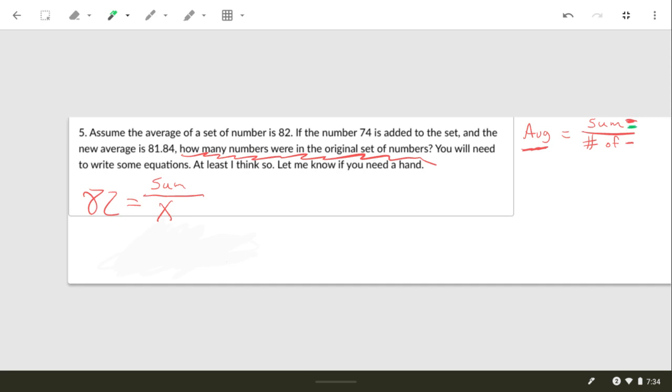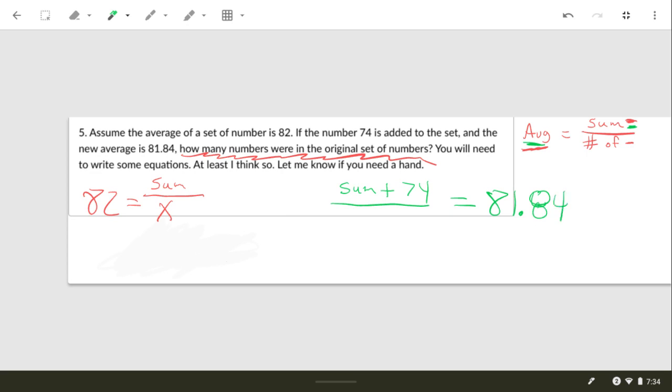All right, my second equation: if the number 74 is added to the set, that means my sum is going to change. I had my same sum from before, but now I'm adding 74 to it. And it says the new average, so this side is going to change. All right, that's going to change to 81.84.